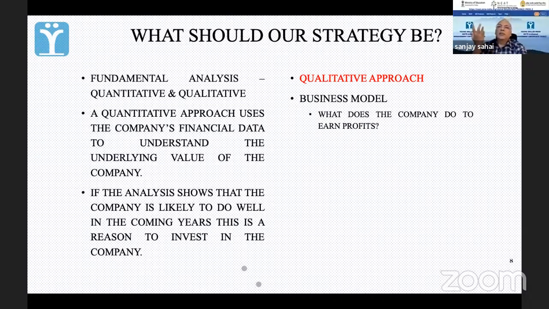So what does the company do to earn profits? Ultimately, to earn profits, the company will have to sell something. It will have to produce that something at a lower cost and sell it at a higher price. When will people buy that particular commodity which the company is selling? When that commodity is something which is relevant. So if you look at the past, you will find that there are many companies which gradually became irrelevant.